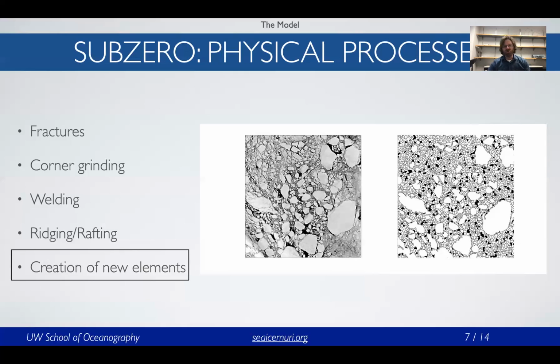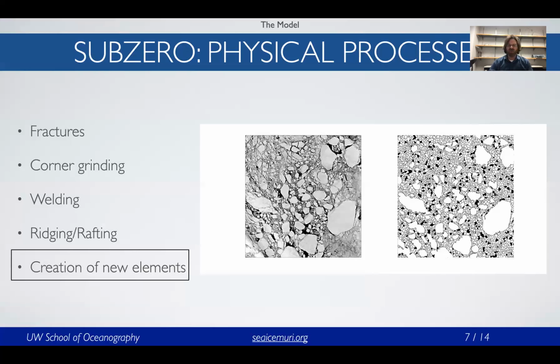The other time that we can run this creation of new elements algorithm is throughout a model run. We might periodically run this because under certain thermodynamic conditions, say it's wintertime, we know that we want to try to maintain our model at approximately 100% concentration. So we will identify the open ocean and then populate this open space with new flow elements. And incorporating all these physical processes allows us to then model the entire life cycle of a flow.